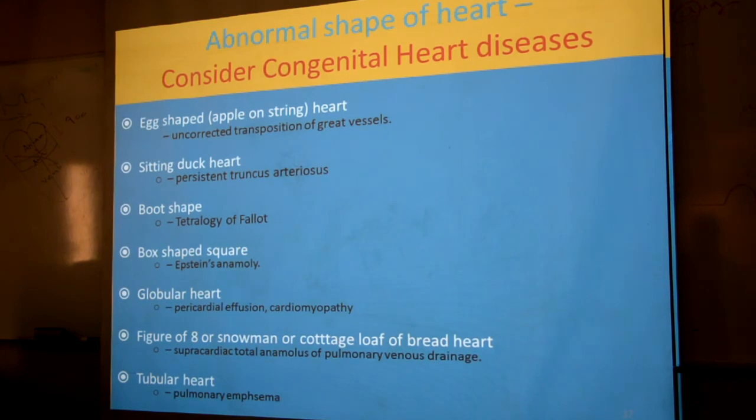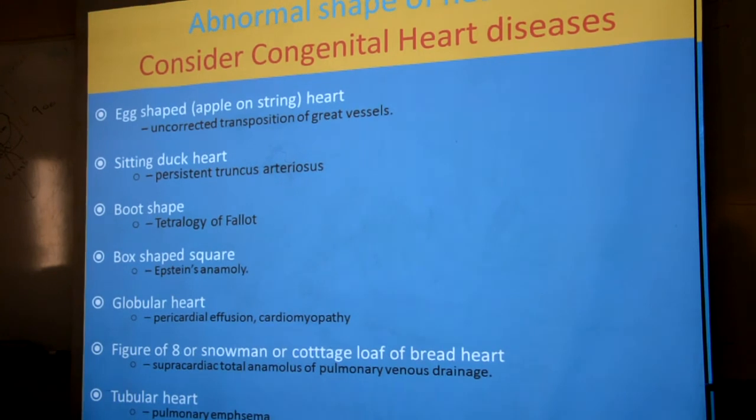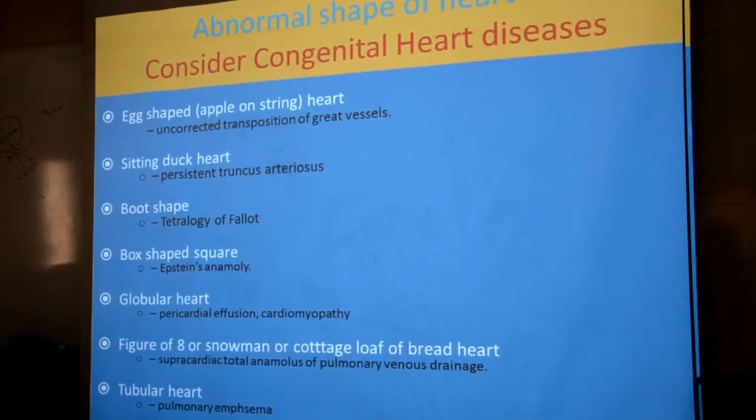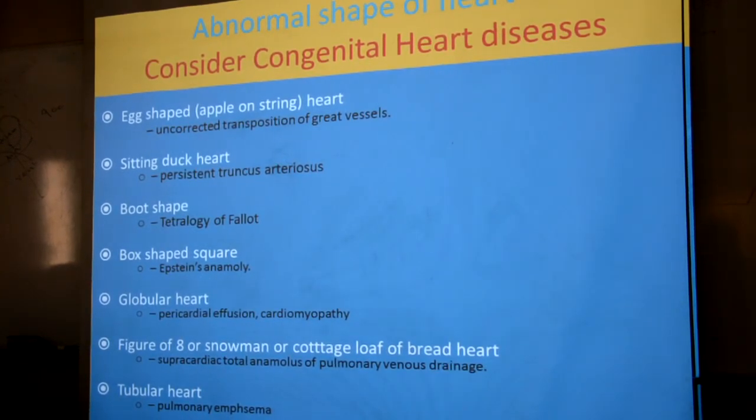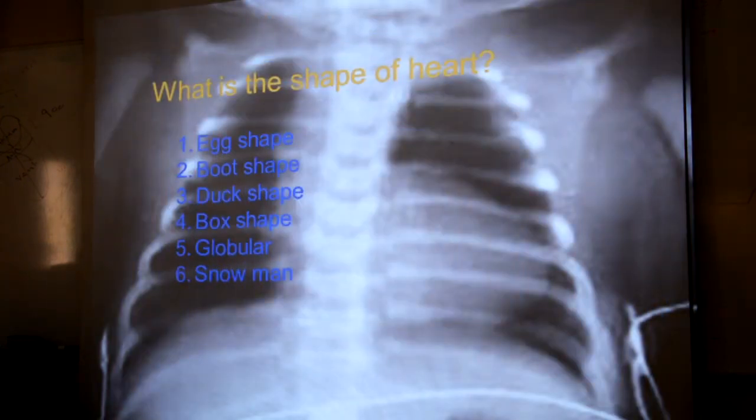These are the various shapes of the heart suggesting congenital anomalies, okay? How these shapes are produced is a different and long discussion. If you just remember some shapes relevant to some pathologies, like the very popular moon-shaped heart, sitting duck heart, the box-shaped heart, the globular-shaped heart, the snowman-shaped heart. We have discussed in great detail when we were doing the cardiovascular system. Let's take some examples here.